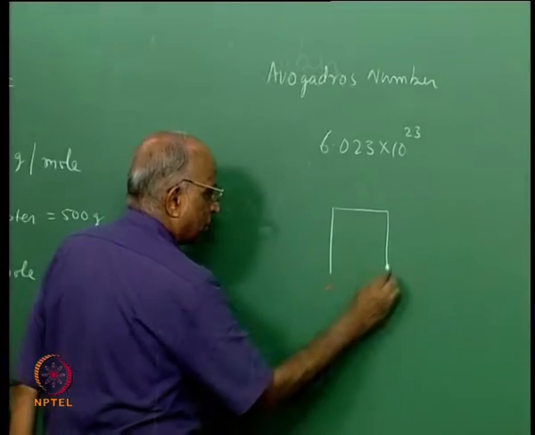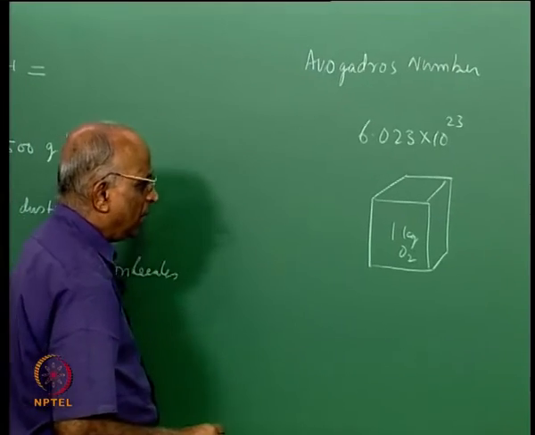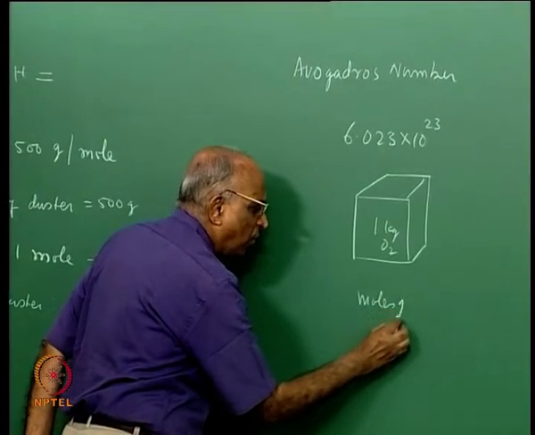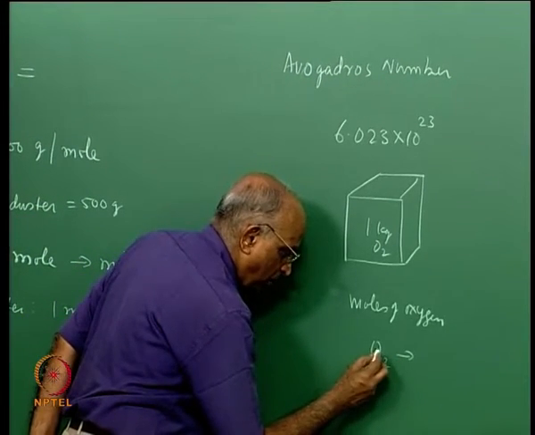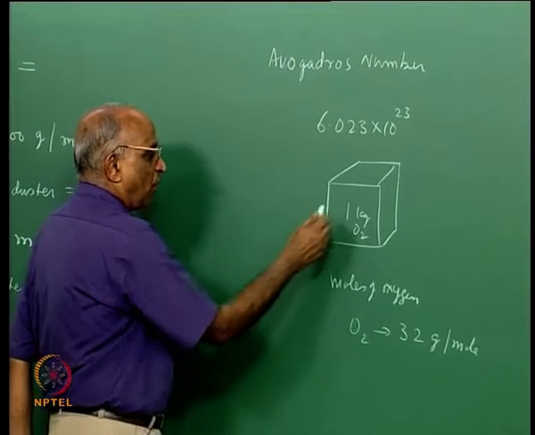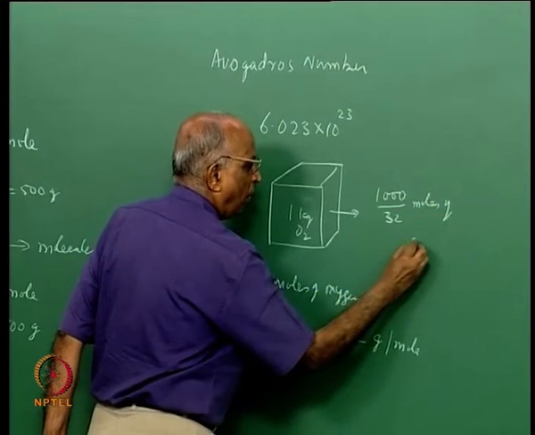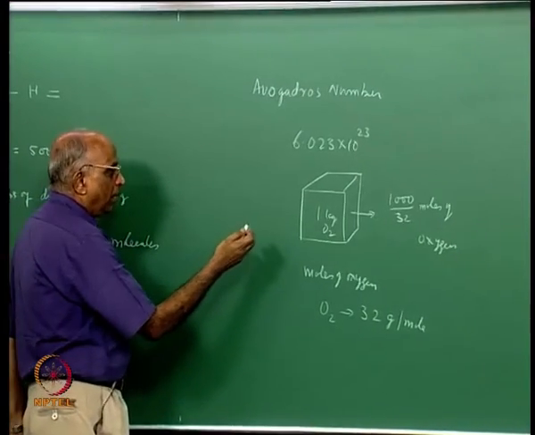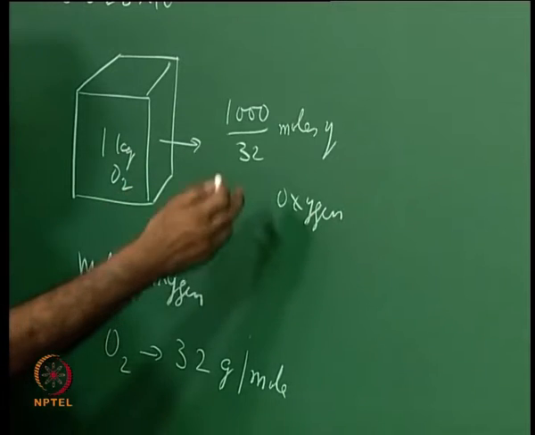Supposing I consider an empty box, into which I put 1 kg of oxygen. Now, instead of saying 1 kg of oxygen, I can describe this oxygen in terms of moles. We all know that oxygen, O2, has a molecular mass of 32 grams per mole. Therefore, instead of saying I have 1 kg of oxygen, I can as well say I have 1000 divided by 32 moles of oxygen. Therefore, to clearly state the amount of matter available, I can express it either in mass or in terms of moles of a substance.